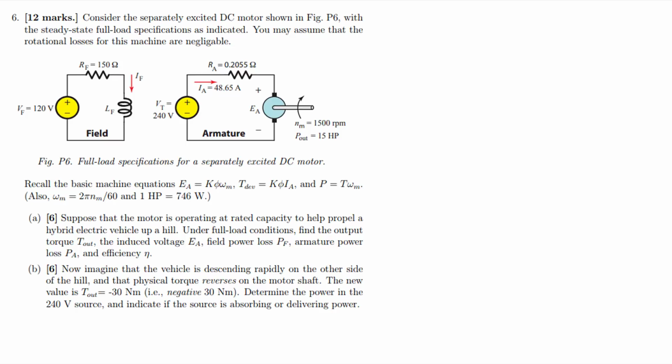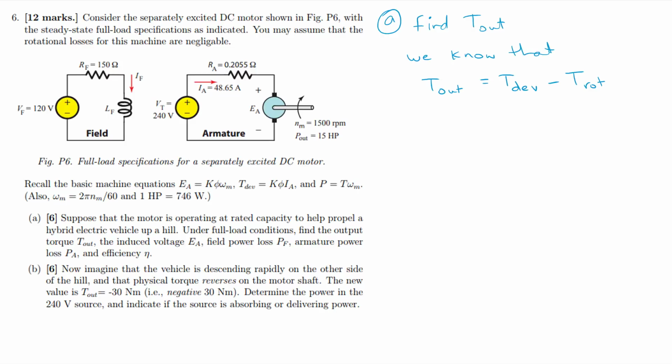Under full load conditions, which is the same thing as saying at rated capacity, we're supposed to find the output torque, the armature voltage, the field power loss, armature power loss, and efficiency. Let's start doing those one by one, and let's find T out. That's the output torque. So what is it that we know?